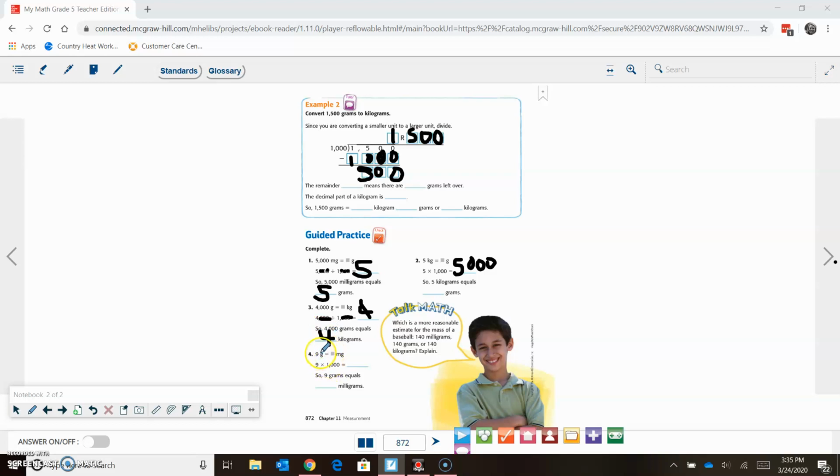Last one, 9 grams is how many milligrams? 9 times 1,000. 9 times 1 is 9, with 3 zeros, 9,000. All right.